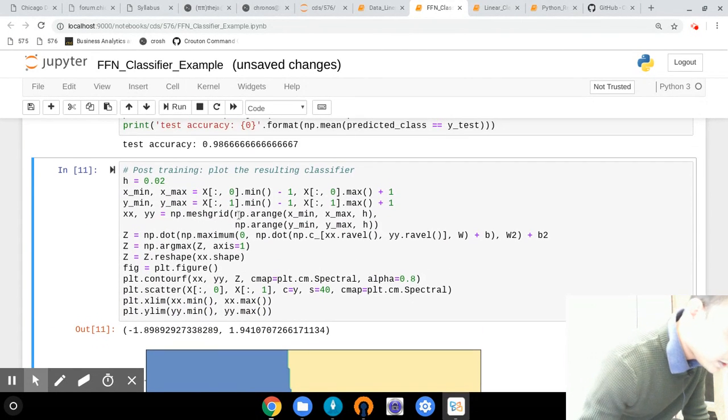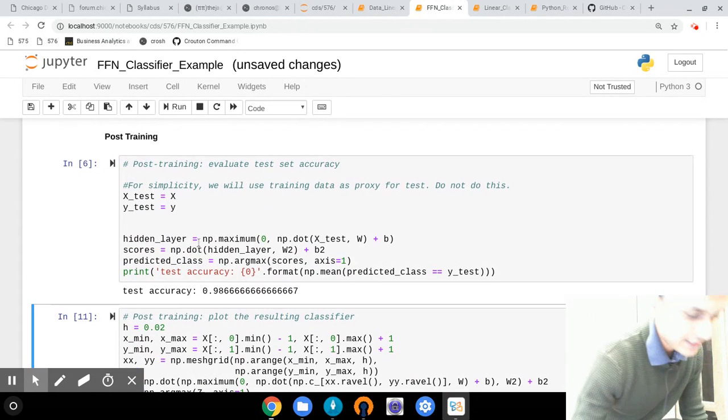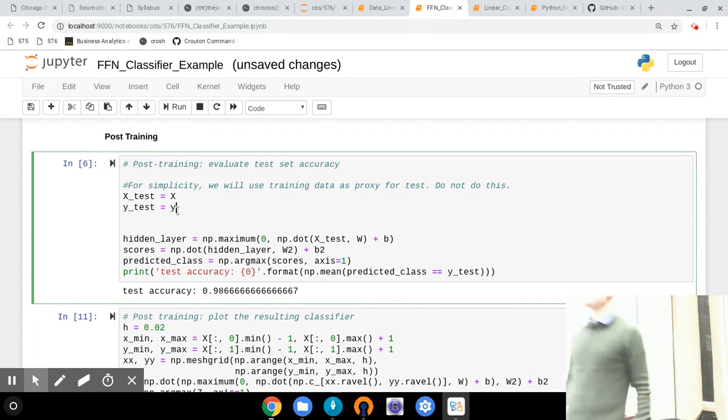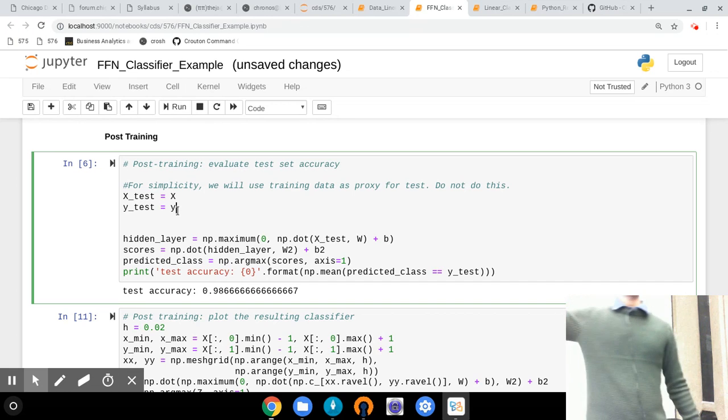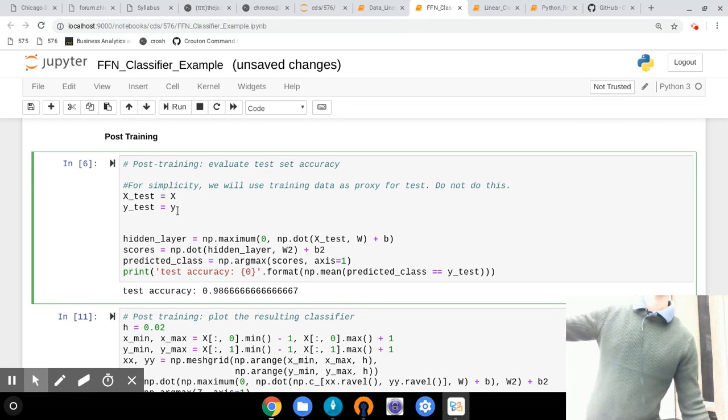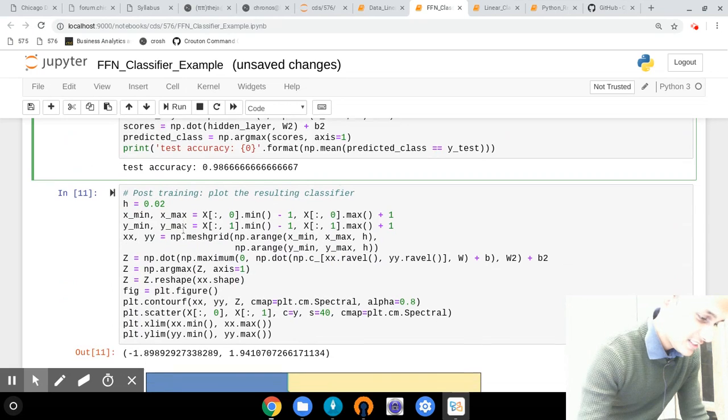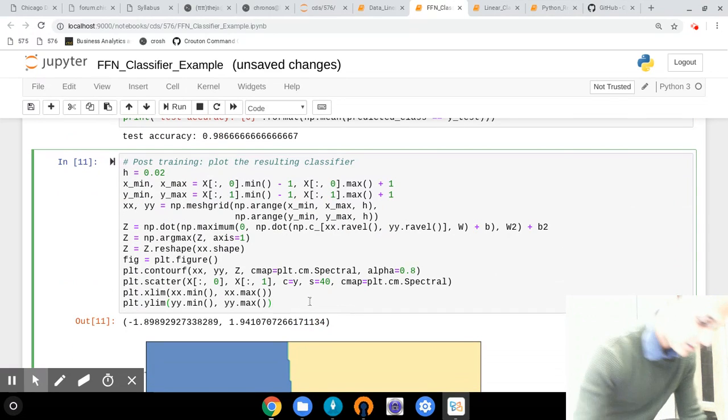Yeah, so it says, I mean, it's really not test data because I'm using X test equal to training data, so that's not correct. In your assignment, you'll do something different, by the way. And then this is the plot.